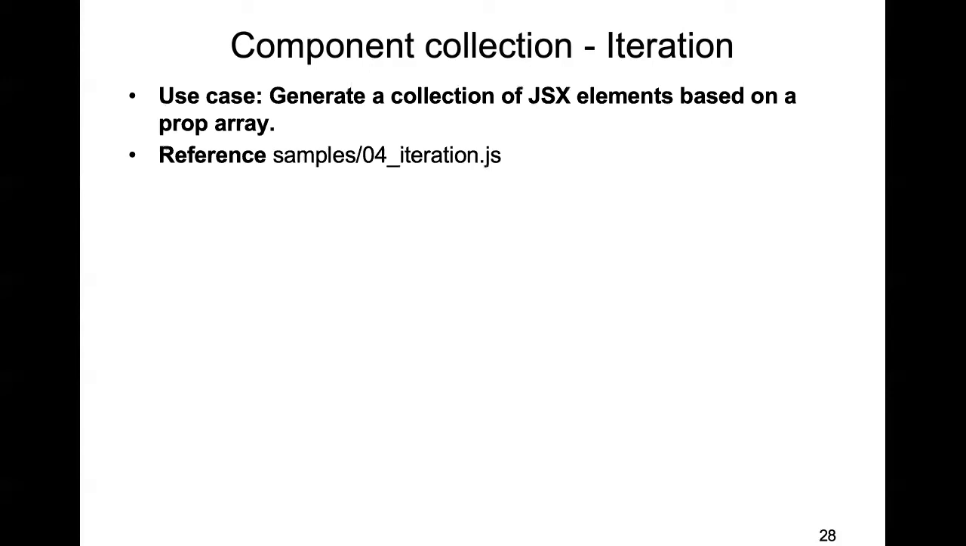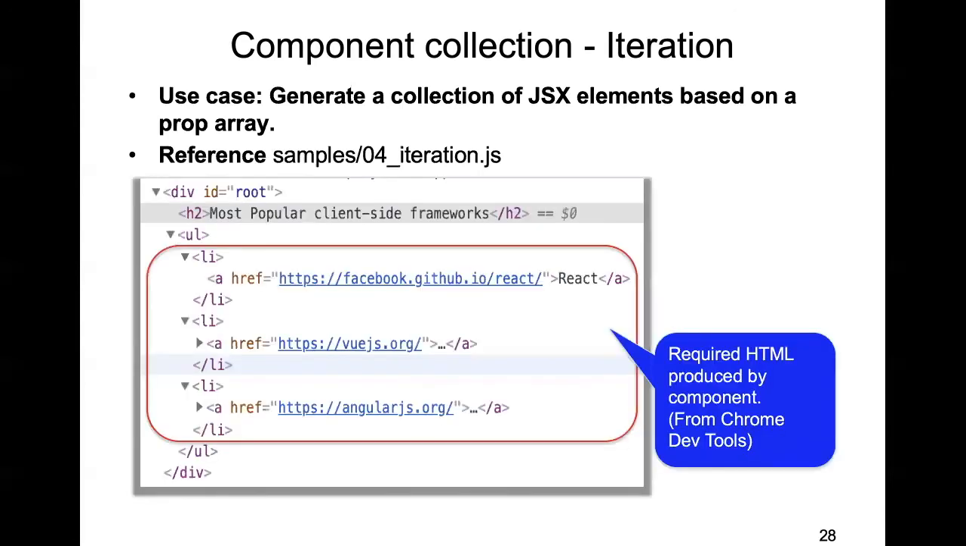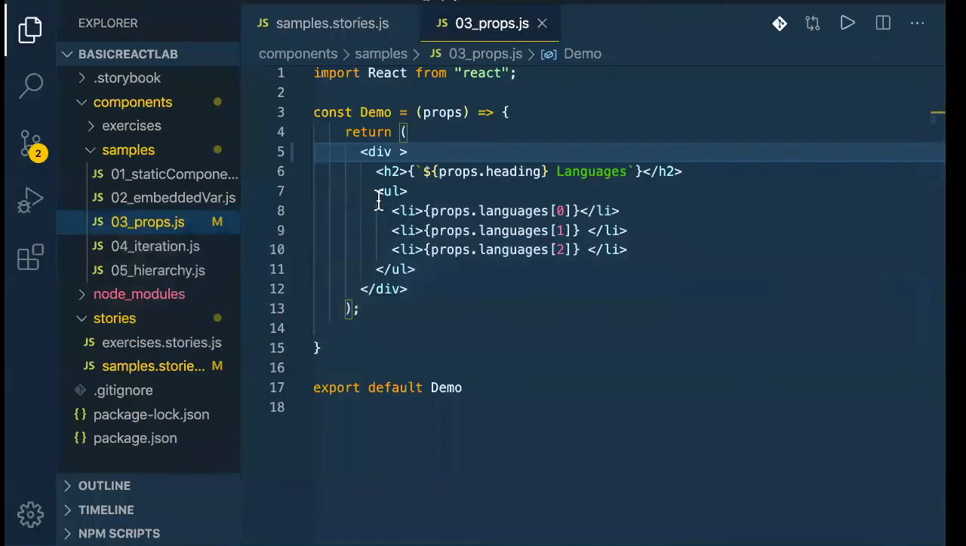So we're asked to look at sample 04. The objective, this is what we want the component to produce: a collection or an array of LI elements based on a data array that was passed into it. So let's look at sample 4. I'm going to look at the story first before we look at the actual implementation.